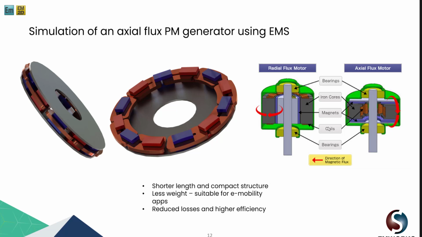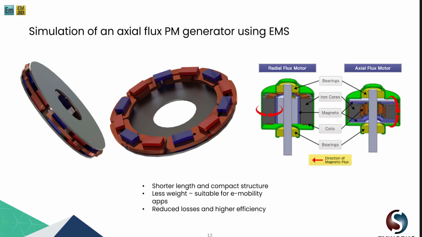Now, mathematically speaking, the radial flux machine can be simplified to an axisymmetric 2D problem, whereas the axial flux machine is fully 3D. You cannot simplify it. And you know, axial flux generators are relatively new, maybe in the last 20 years, but radial flux generators and motors have been there for more than 100 years.